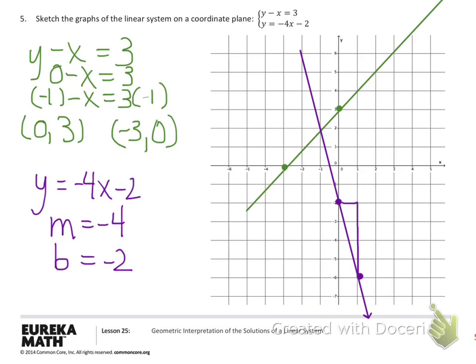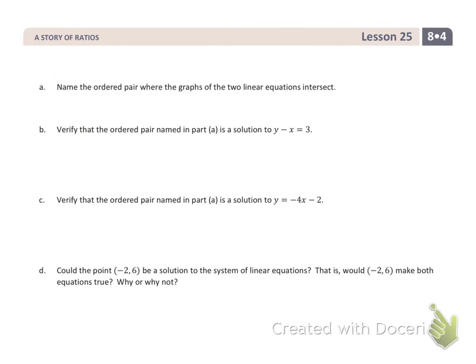Okay, so there's the second line, and we're going to be asked what the point of intersection is, so we might as well look at it now. So the point is at -1, and the y-coordinate would be 2. Okay, so we've got the x-coordinate of -1, the y-coordinate of 2 is where our point of intersection is. So -1, 2.